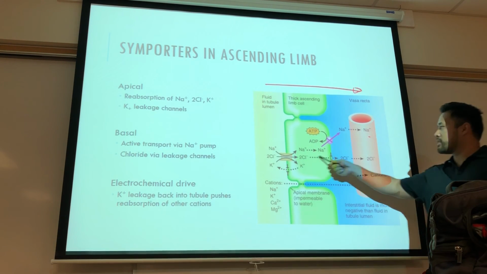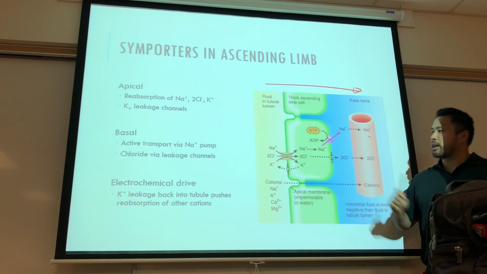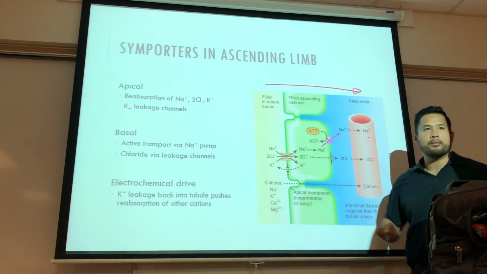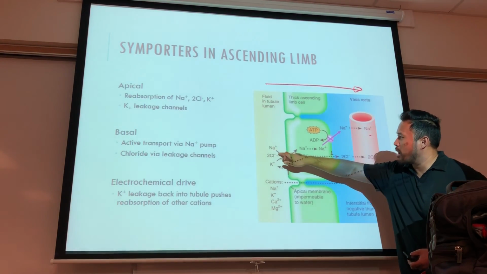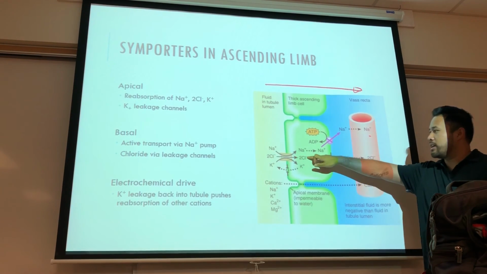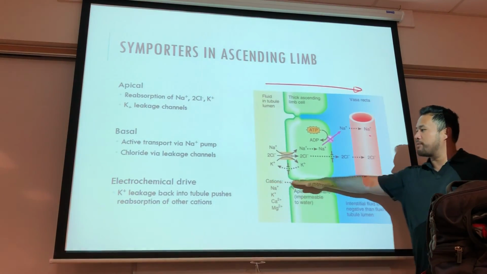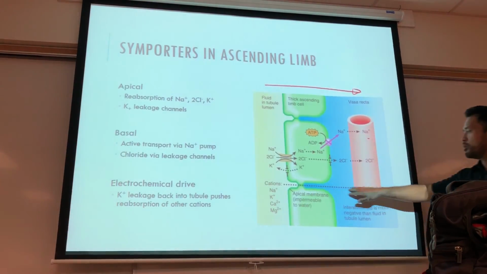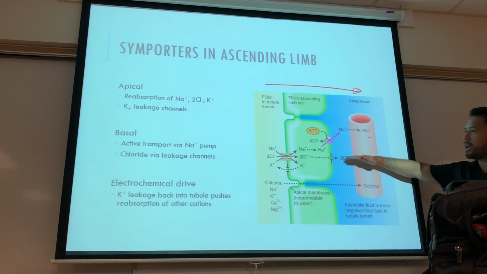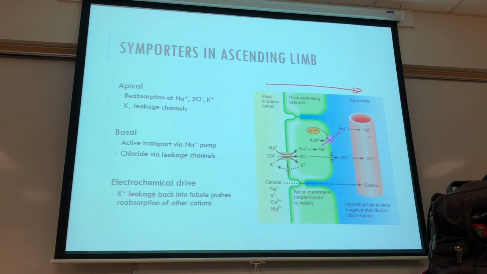Leakage channels for chloride, because chloride we want to definitely conserve. Sodium we definitely want to conserve. And then the electrochemical drive, same thing. The movement of potassium back out, right? So I get one positive ion in, two anions in, potassium back out. We're going to get an electrochemical drive that allows other ions to move through the paracellular route in order to maintain electrically neutral movement of ions across.